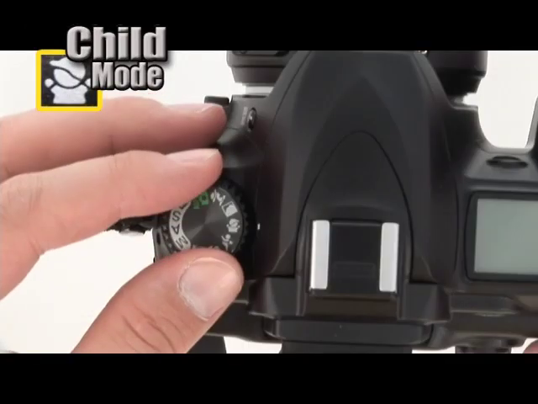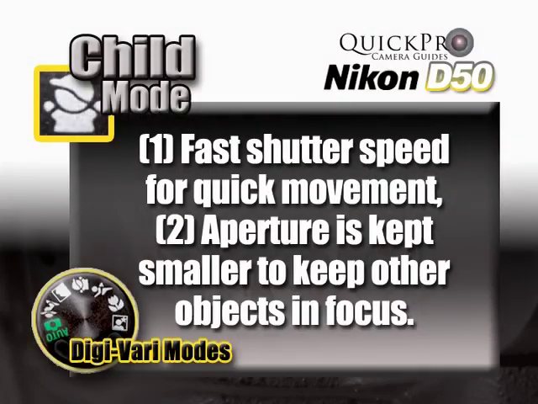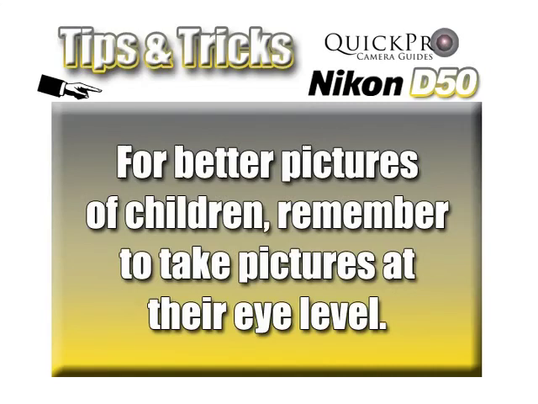The child mode is used when a fast shutter is required to take pictures of those fast-moving children. The aperture is kept smaller in order to keep their clothing and surrounding area in focus as well. The flash will fire if necessary. A tip, when shooting children, try to get down on their level. And remember, you're not paying for film, so take as many pictures as you want and delete the ones you don't like.